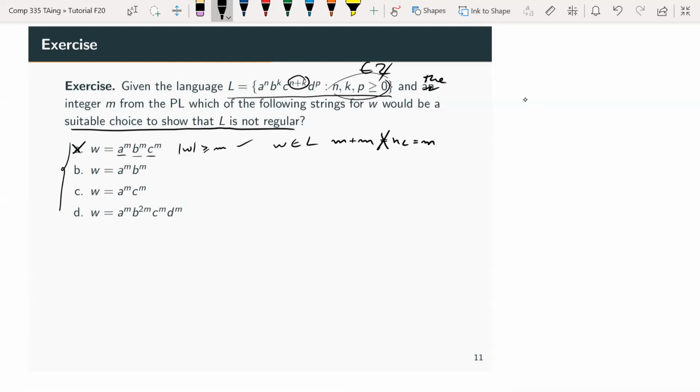Is B going to work? Well, actually, for the same reason, B is not going to work because I have M plus M. That's 2M, and that's definitely not equal to the number of C's, which is 0. Okay, so this is not going to work. What about C, sorry? Well, so my length is greater or equal to M. Is W in L?